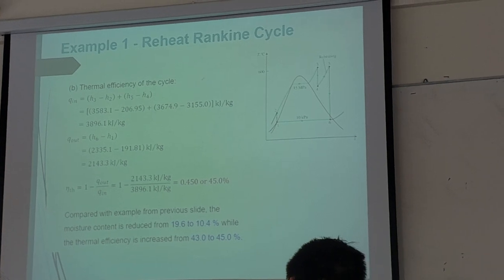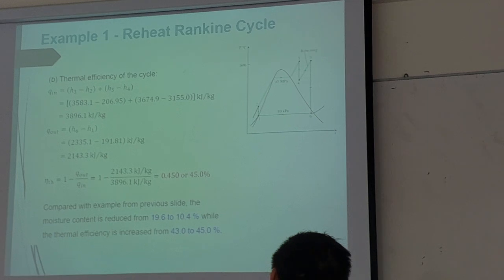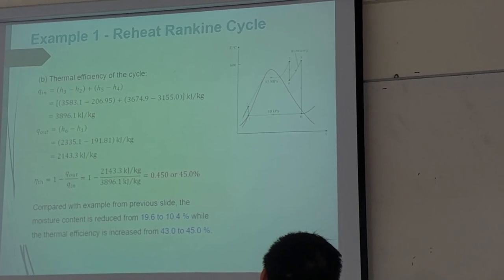Okay, so this is the end of the example for the reheat Rankine cycle. So can everyone understand this? Any issue?